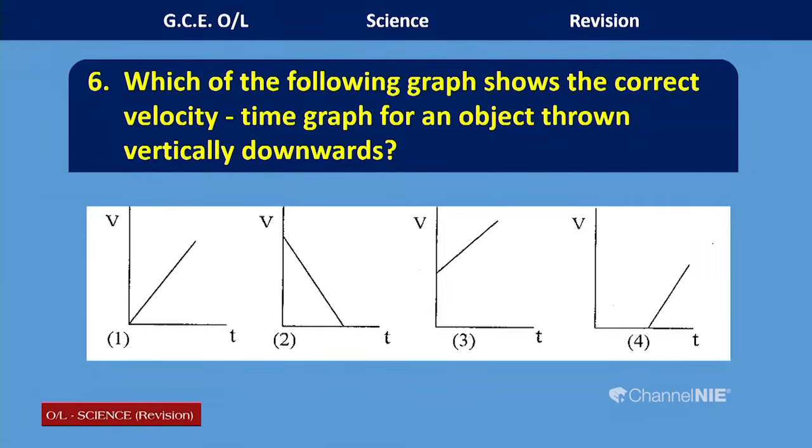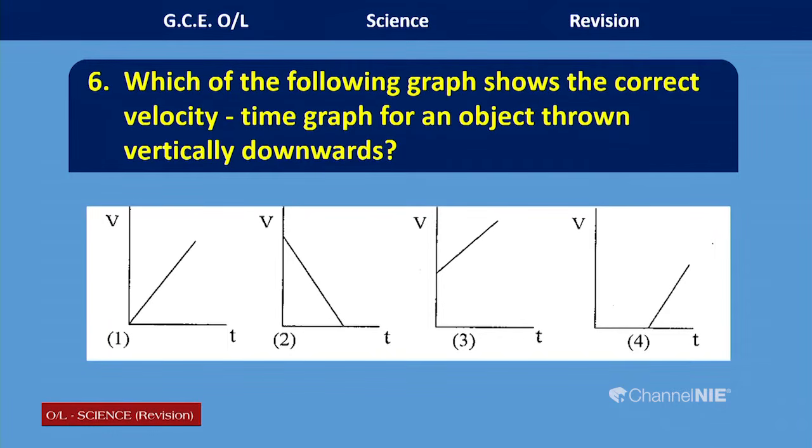Sometimes you can get a VI graph, then we call it voltage and electric current, that is Ohm's law. Now, in a velocity time graph, the gradient of the graph indicates the acceleration. When you throw an object, you have to provide an initial velocity. So the graph should not start from 0, that is the most important thing. You have to pay more attention to the active words of the question. Always when you read MCQs, pay attention to the active words.